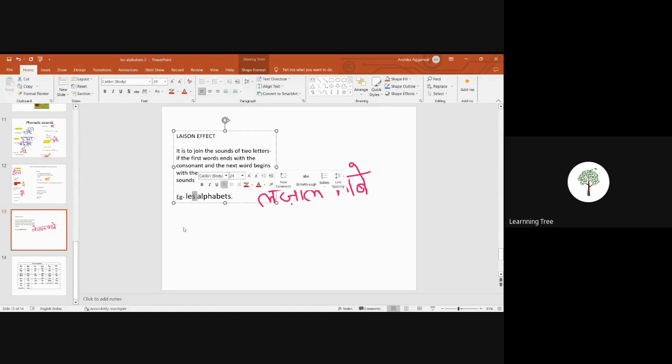इसको हम Liaison इफेक्ट कहते हैं. Le alphabet की जगह lez alphabet बोला है. Liaison इफेक्ट हम इसीलिए यूज करते हैं सो दैट हमारा फ्लो ऑफ प्रोनाउंसिएशन रुके ना. अगर मैं Liaison इफेक्ट नहीं यूज करूंगी तो le alphabet मेरा फ्लो ऑफ प्रोनाउंसिएशन में थोड़ा पॉज आ रहा है. I do not want that. I want a smooth pronunciation. I want a smooth speaking. That is why we use Liaison effect.